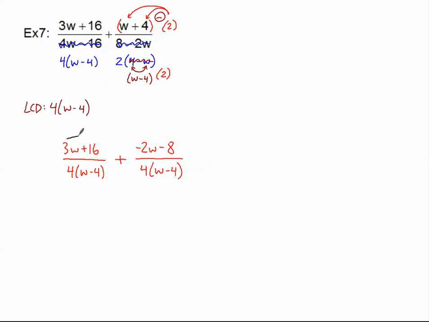Now I can add these two fractions together simply by combining like terms from the numerator. The denominator does not change. The numerator, I've got a 3w plus a negative 2w. That's like 3 minus 2 becomes 1, so 1w. 16 plus negative 8 is positive 8.